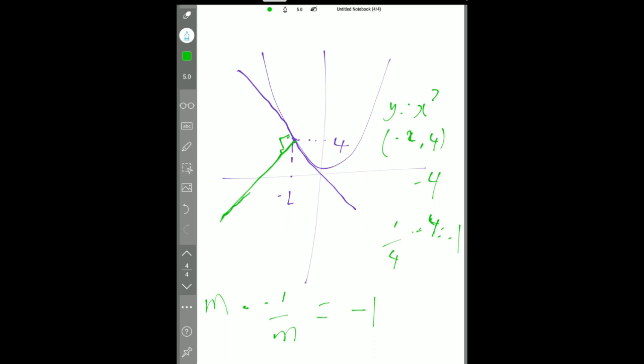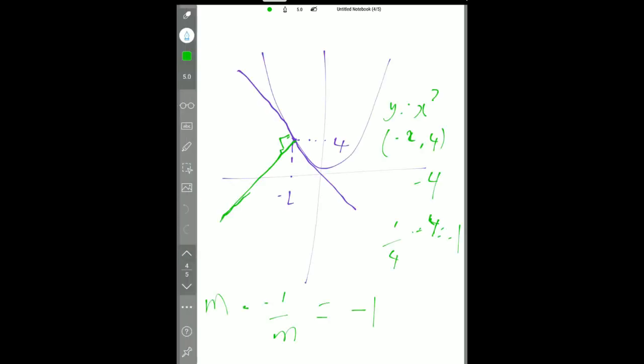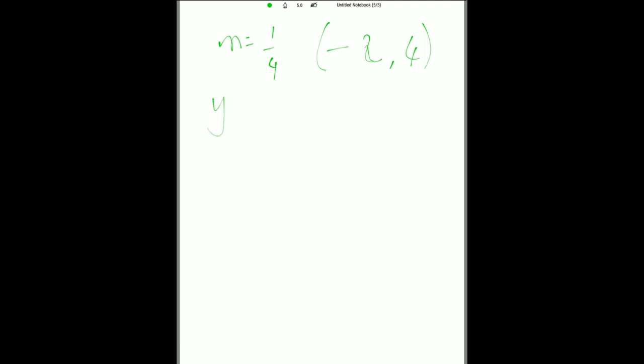So now, let's go on another page. We have the gradient being 1 over 4, and we have the very same x and y values, negative 2 and 4. Now, let's use this information to come up with the equation of the normal. Let me write down the general equation so we can just plug it in. We have our y value being 4, our gradient being 1 over 4, and x being negative 2. And we're looking for c.